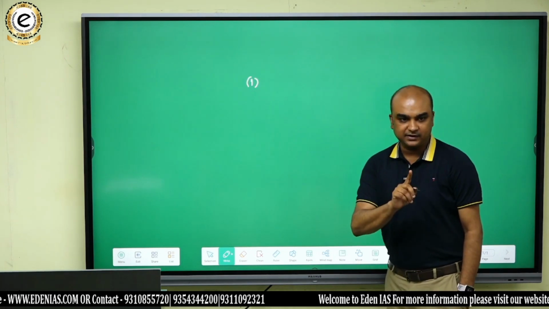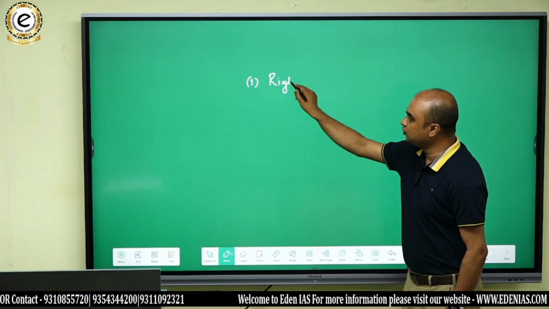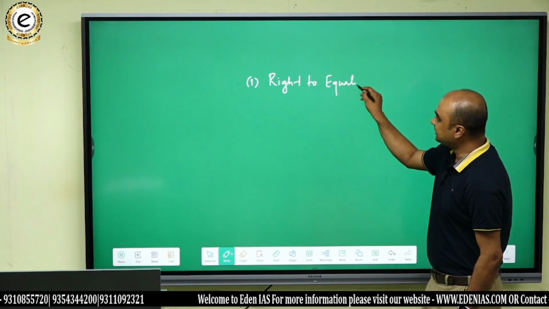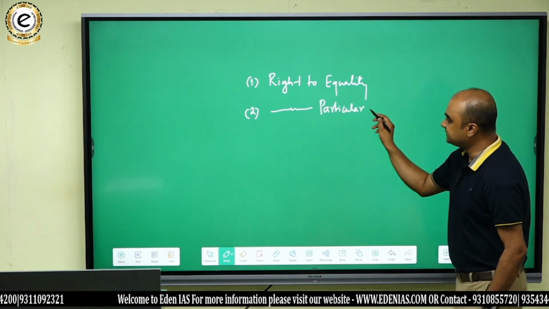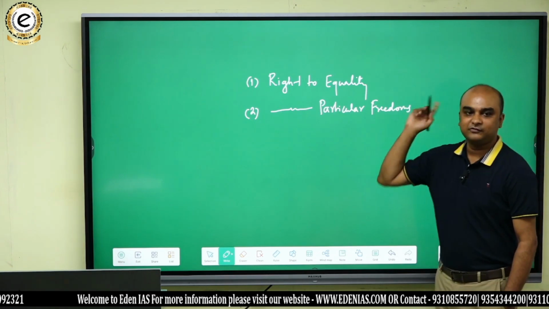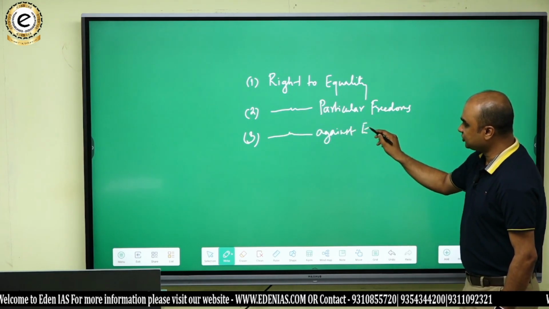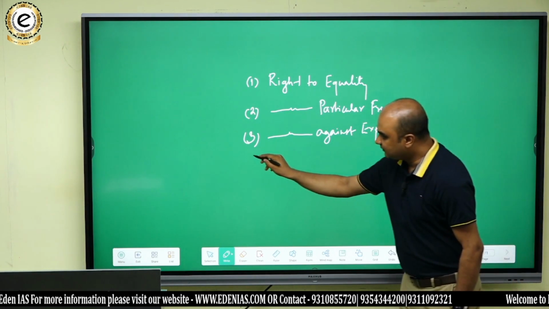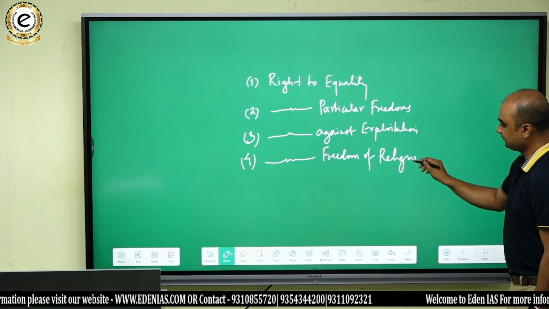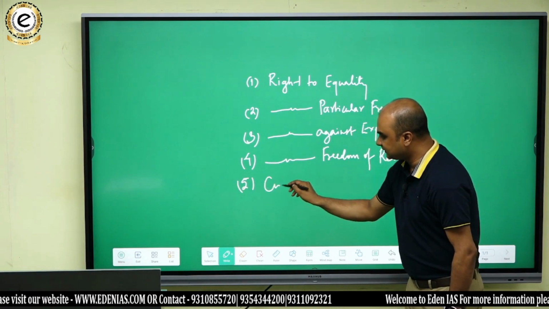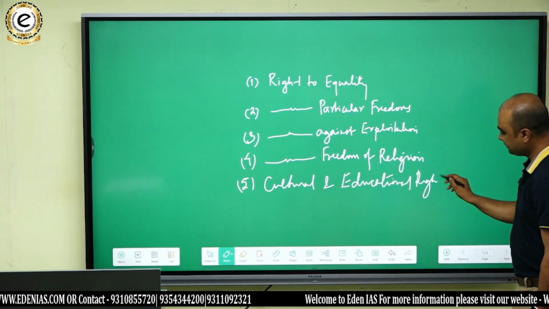The first right as per the Constitution, we are talking about the different types of fundamental rights or classification of fundamental rights. The first right is right to equality. That's the first right. The second one is right to particular freedoms, sometimes also referred to as right to freedom. Third is right against exploitation. And then the fourth is right to freedom of religion. Then comes the fifth, which is cultural and educational rights. ये तो आप बचपन से पढ़ रहे हैं, right?